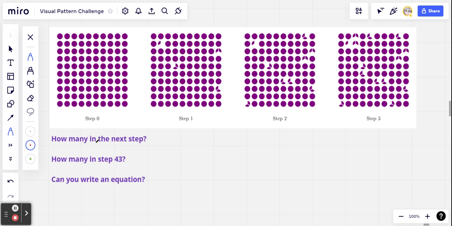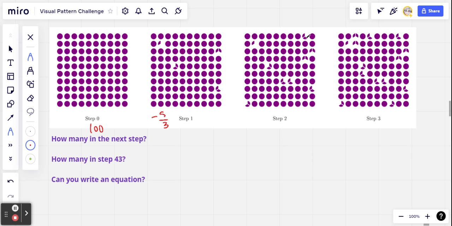All right, I think the first step is to figure out how big this square is. It looks like 10 by 10, but let me just count here. Yeah, that's 10 by 10. So there are 100 circles to start with. And then we start taking away fractions, and it looks like the fractions are always in thirds. Like this circle is missing 1/3, that circle is missing 2/3. So I'm just going to count the number of thirds that we're subtracting here. 1, 2, 3, 4, 5. So it looks like we subtracted 5/3 in that step.